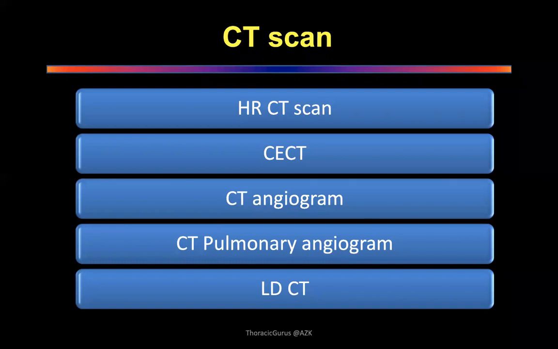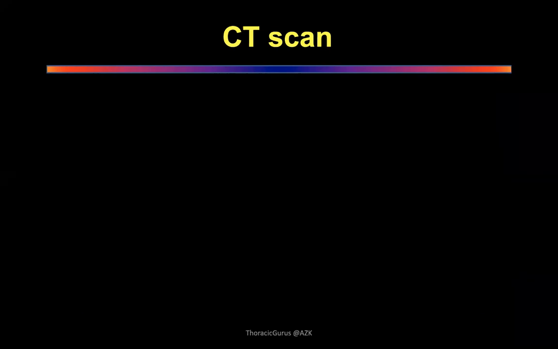So whenever we talk about HRCT, it doesn't mean that the scanner is different. The scanner remains the same. It is just the settings are changed to see different pathologies in different parts of the lung, okay? Did it make sense?